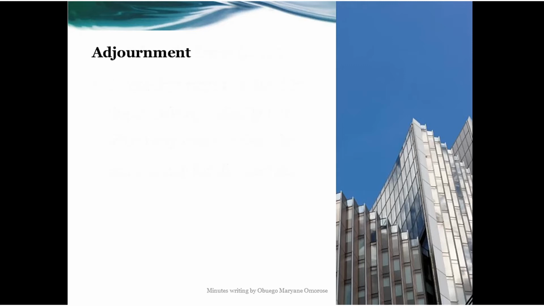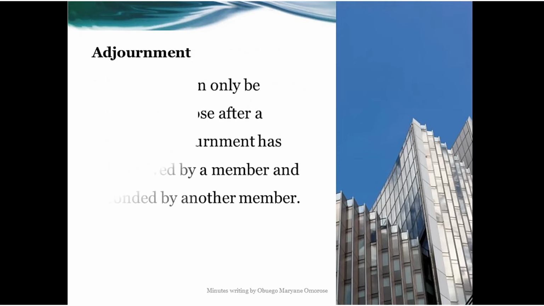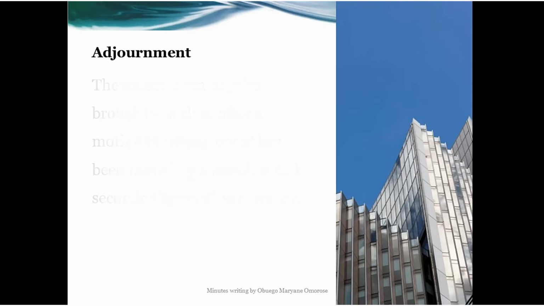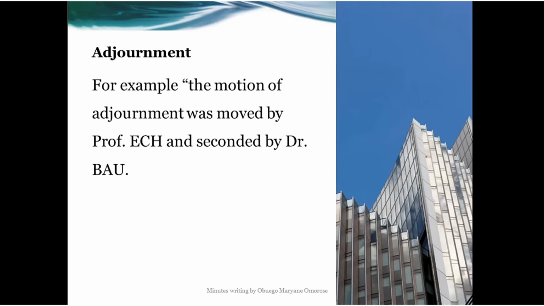In following the sequence of the writing of the minutes, you need to talk about the adjournment, or who adjourned the meeting. Usually the meeting can only be brought to a close after a motion of adjournment has been moved by a member and seconded by another member. So under adjournment, this is what you will do. You can say, for example, with what we have here, the motion of adjournment was moved by Professor ECH and seconded by Dr. BAU.